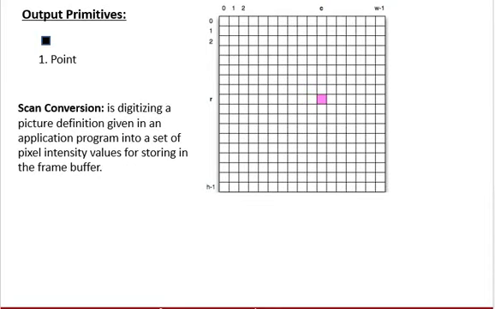Scan conversion is digitizing a picture given by an application program into a set of pixels instead, with the values stored in the frame buffer. That means from the values in the frame buffer we can generate an image on the screen, which is known as scan conversion.